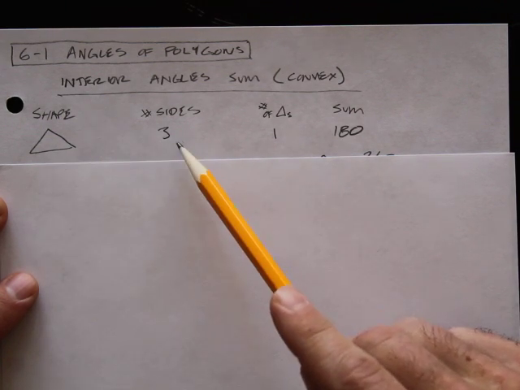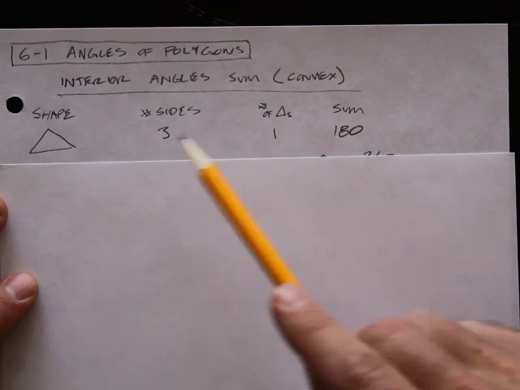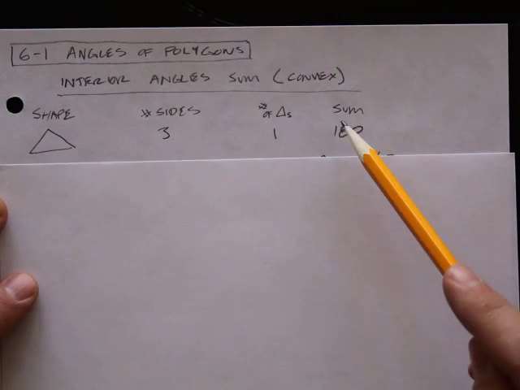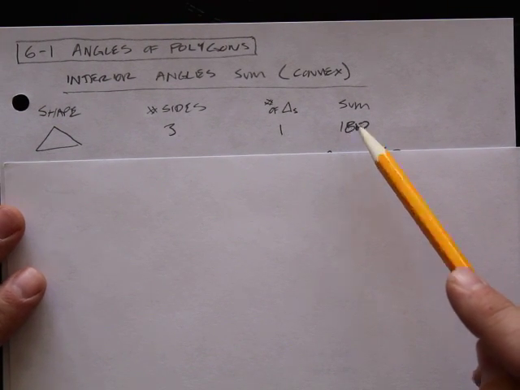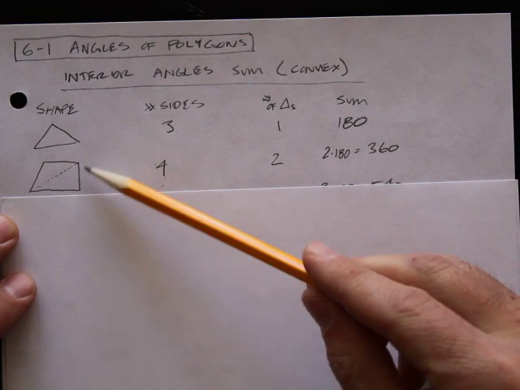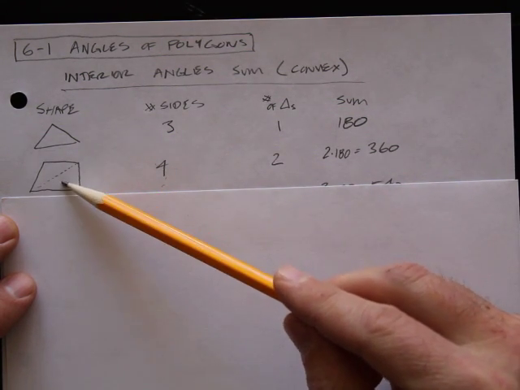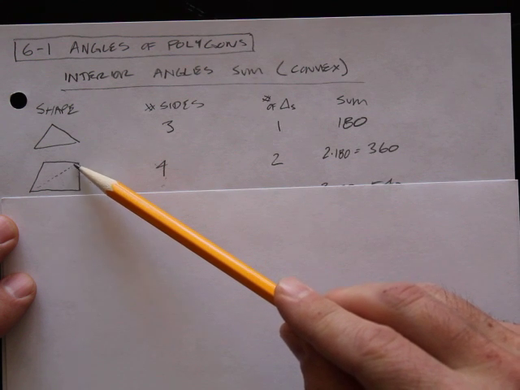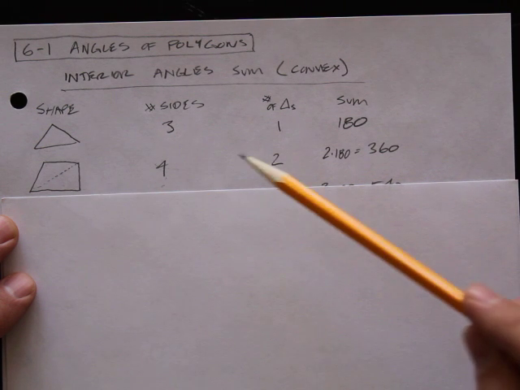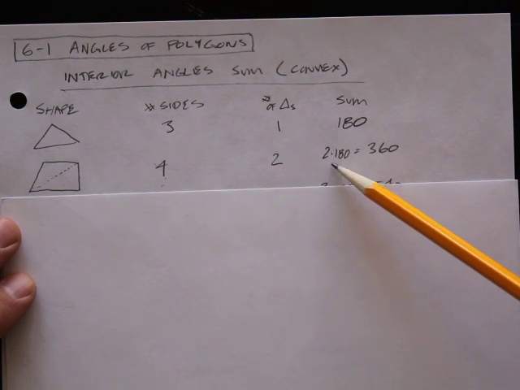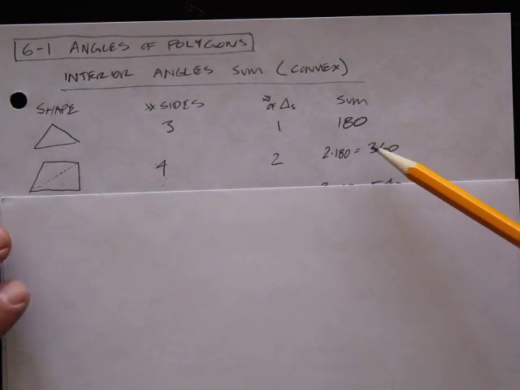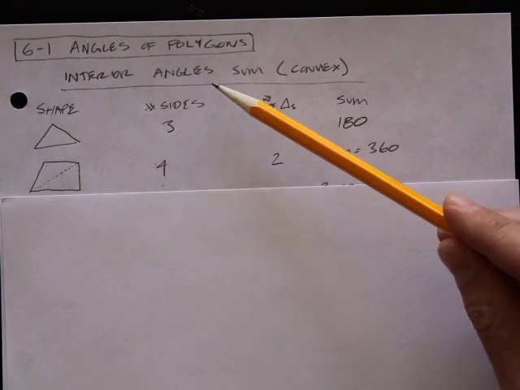So we're going to look at a shape. So here's a triangle. You got 3 sides, and the number of triangles in this triangle is just 1. You add up all the interior angles, you get 180 degrees. Now if you have 4 sides, so here's a shape, a quadrilateral, 4 sides. You can see if I were to connect these two vertices here, then you'd have 2 triangles. 2 times 180 is 360.